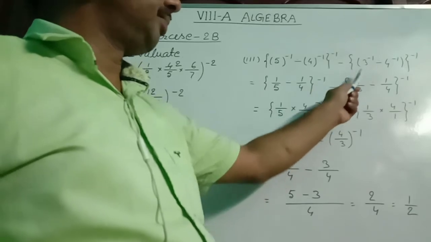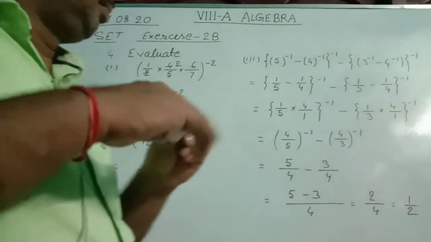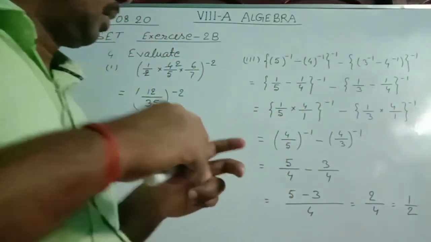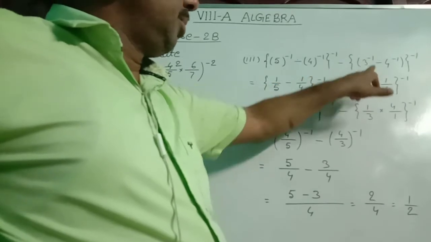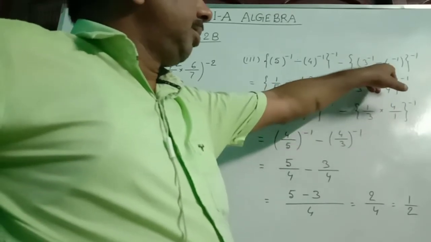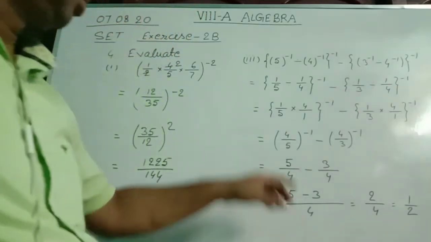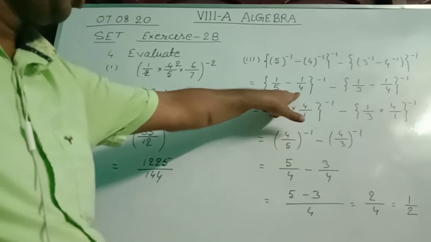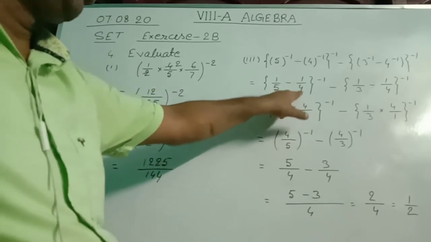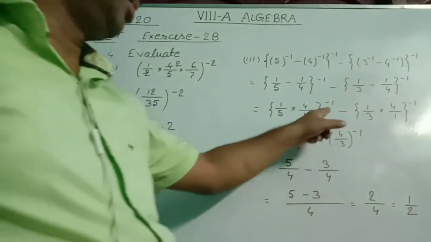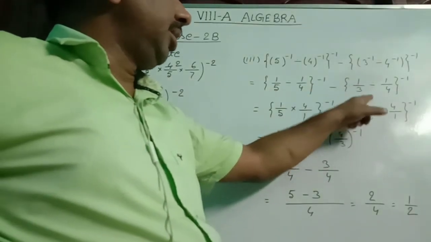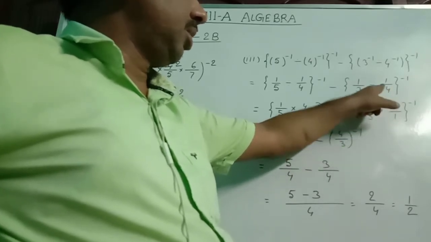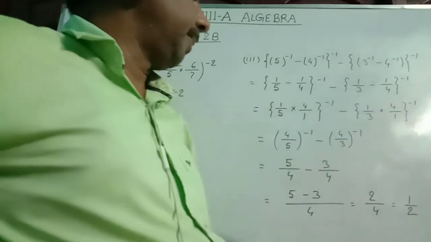Now minus. To write this in positive index, we write 1 by 3, divided by 1 by 4 to the power minus 1. We change this division sign into the sign of multiplication, so we will write the reciprocal of this: 1 by 5 into 4 by 1, the reciprocal of 1 by 4 to the power minus 1, minus 1 by 3. This sign is changed into the sign of multiplication. We will write the reciprocal of this. Reciprocal of 1 by 4 is 4 by 1, to the power minus 1.